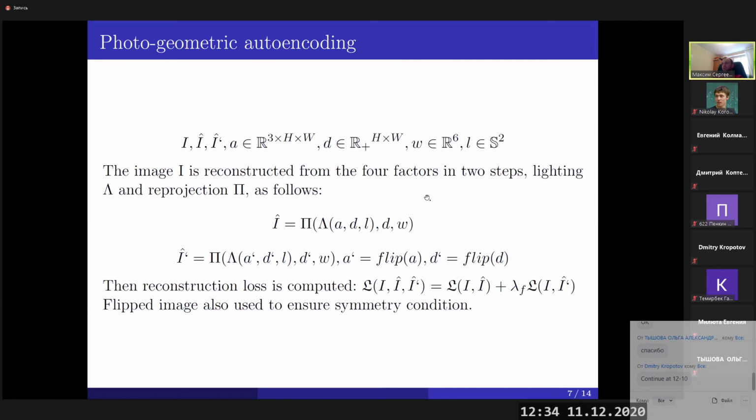So we can reconstruct our image from albedo, depth map, viewpoint, and light source direction in two steps. In the first step, we take albedo, depth map, and light direction and recover texture information.